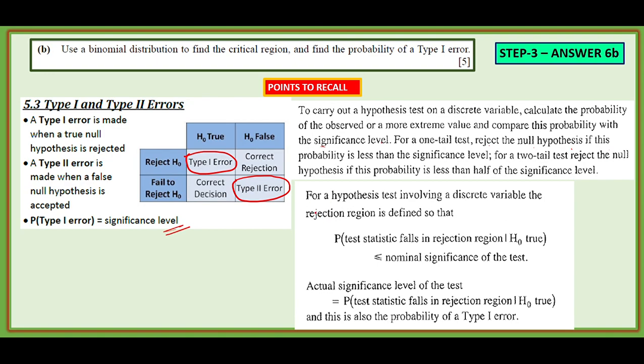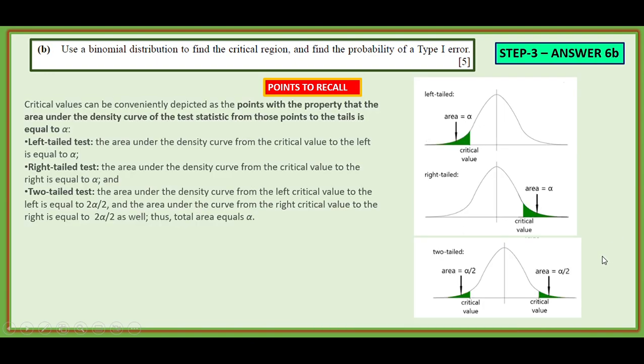So here, for a hypothesis test involving a discrete variable, the rejection region is defined like this. The probability of the test statistic falling in the rejection region such that H naught is true, that means the probability of type 1 error. The actual significance level of the test is the probability of the test statistic falling in the rejection region such that H naught is true, and this is also the probability of type 1 error. All these points are to be kept in mind when we calculate the answer for the question.